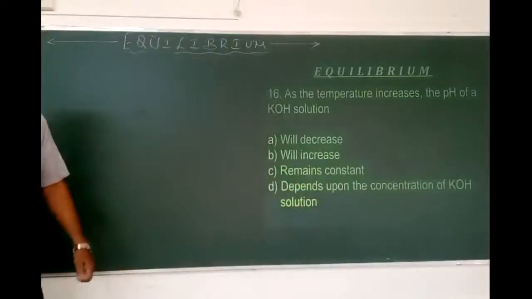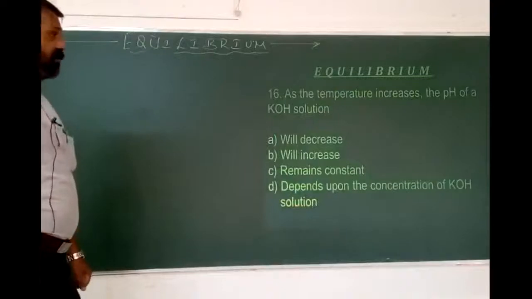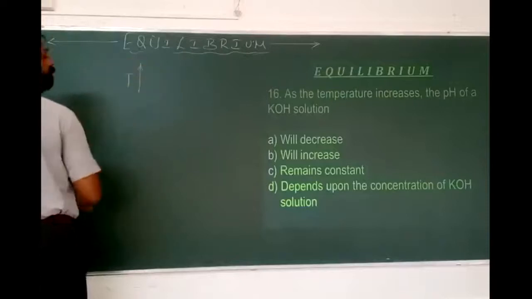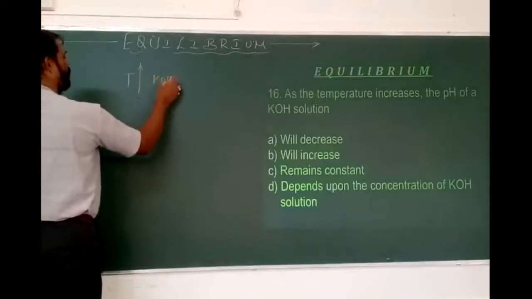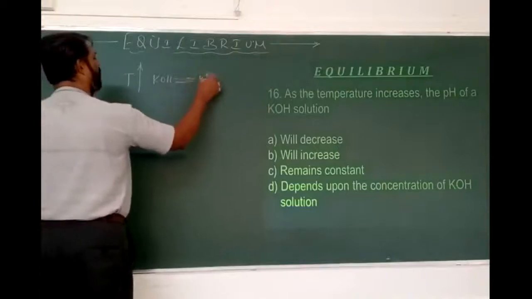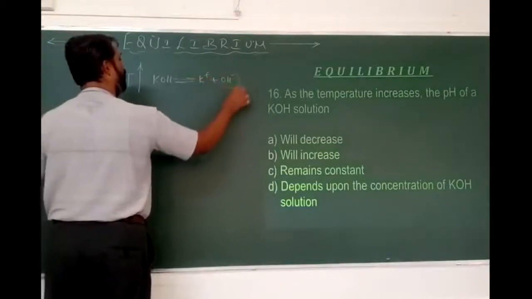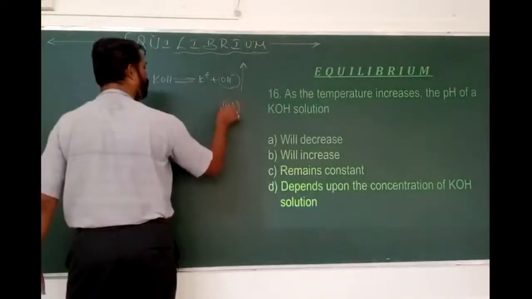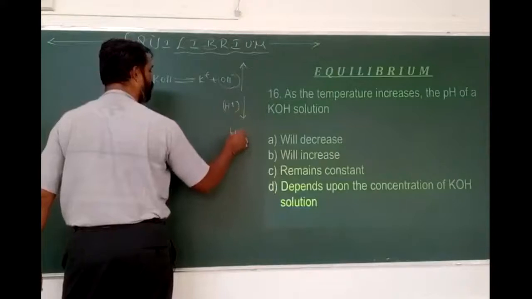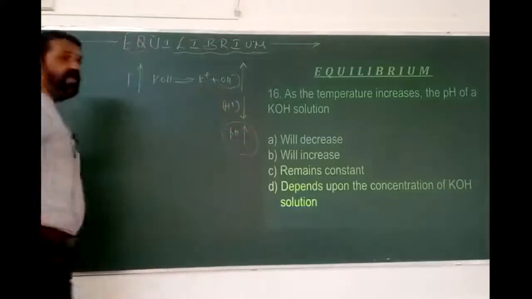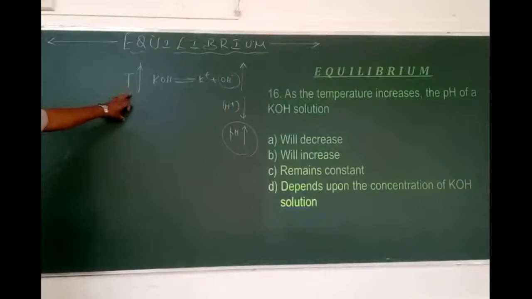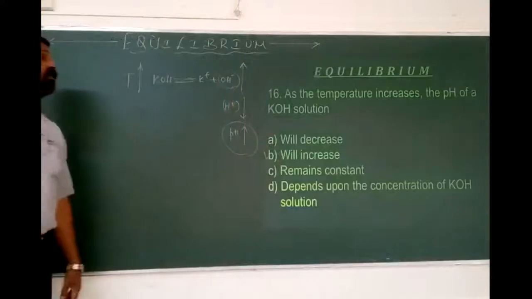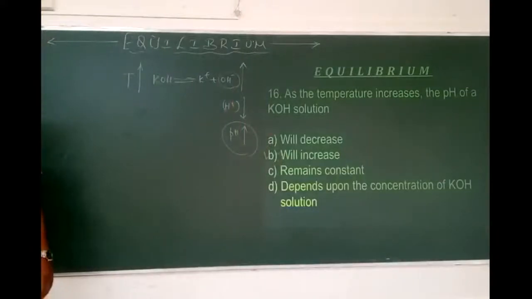Next. As the temperature increases, what happens to the pH of a KOH solution? Increase in temperature increases the dissociation of K plus and OH minus, which means it increases the concentration of OH minus. As OH minus increases, the H plus concentration goes on decreasing, and the pH goes on increasing. So as temperature increases, the pH of the KOH solution will increase. That is the general concept. That is 16b.